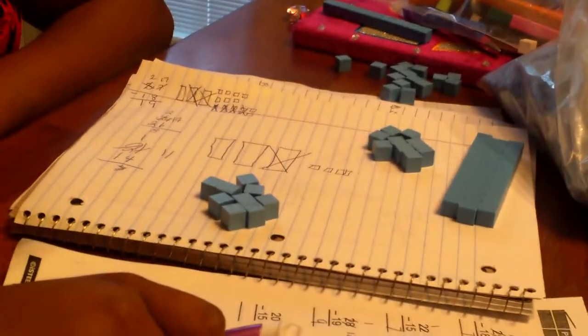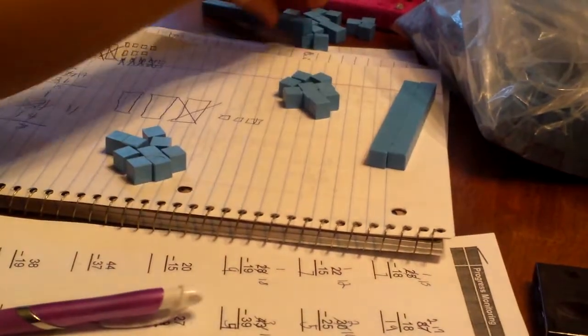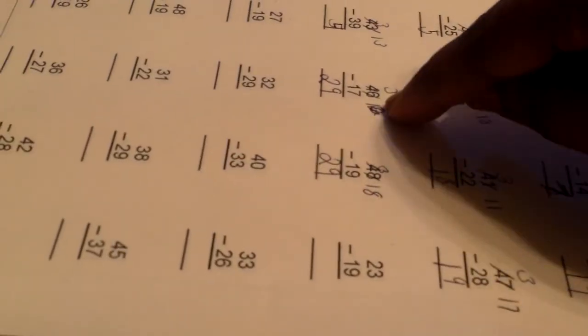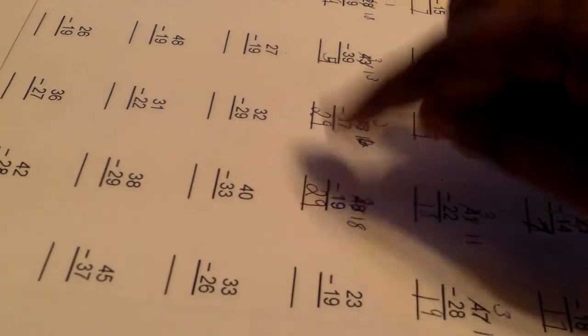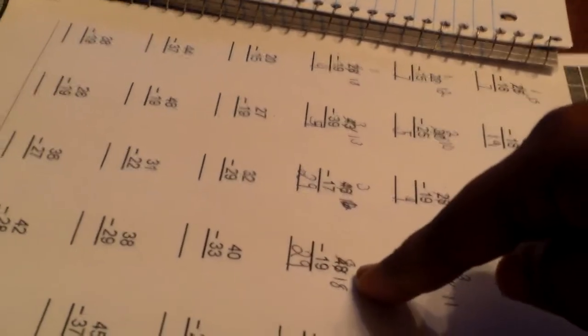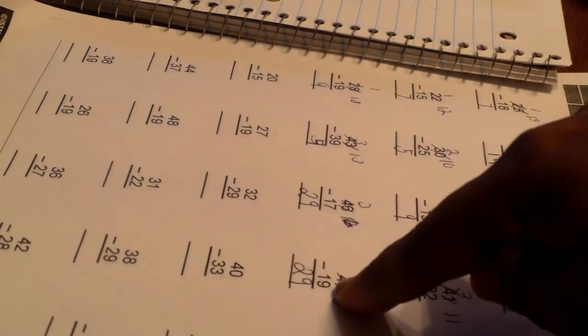Now, take 1 of your rods from the 3. How many did that leave you with? 2. Now notice your answers in these two. You see you had 48 and 46 here. You had 17 and 19. But look at your answers. They're the same, right? Yes. But you see 46 is 2 less than 48. 17 is 2 less than 19.